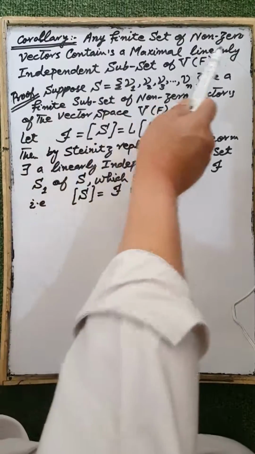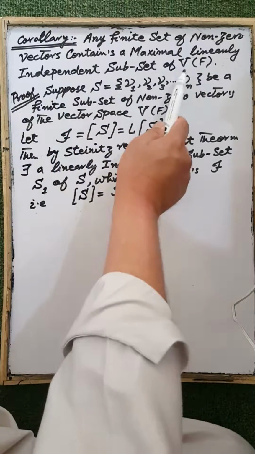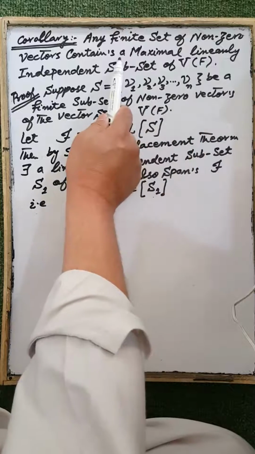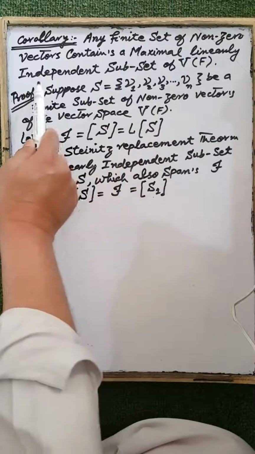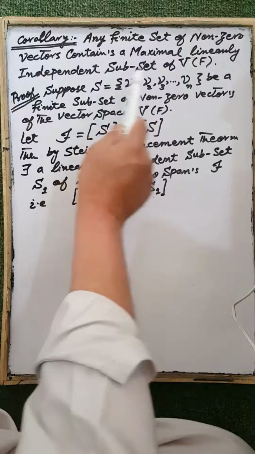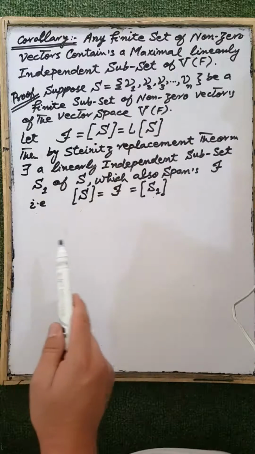Bismillahirrahmanirrahim. Any finite set of non-zero vectors of a vector space V over the field F has a maximal linearly independent subset of the vector space V over the field F.